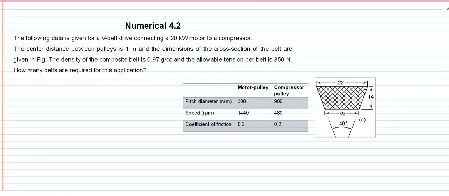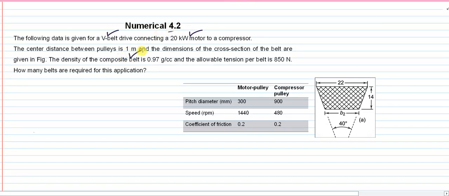Hello everyone. Today we will solve one more numerical. This numerical will involve the design of the V-belt system when the V-belt system has to transfer 20 kilowatt of power from motor to the compressor. The center to center distance between the pulleys is specified as 1 meter. Cross section of the belt is given in this figure.